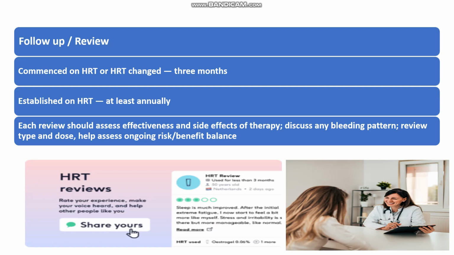Then follow-up and review. After commencing HRT, the first review is done at 3 months. In this review, the side effects or the improvement with the HRT are inquired about. If everything is all right and patient symptoms are improved, with doses adjusted, it is advised to have a review or checkup at least annually. Each review should assess the effectiveness and side effects of therapy, discuss any bleeding pattern, review type and dose, and help assess the ongoing risk and benefit balance.